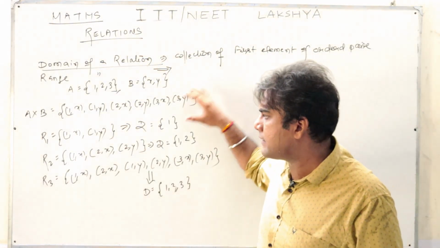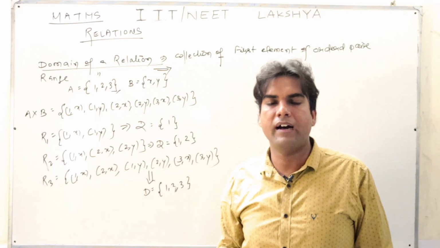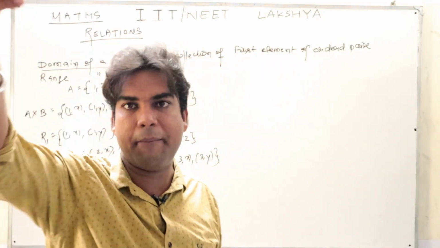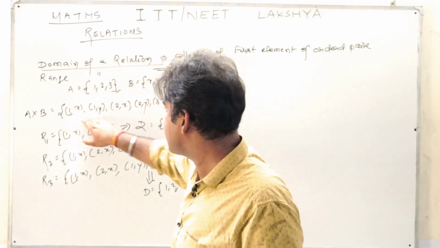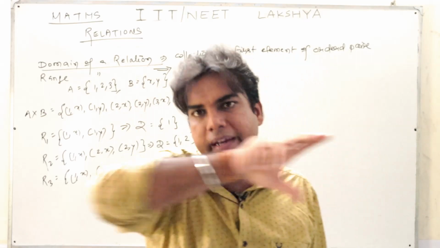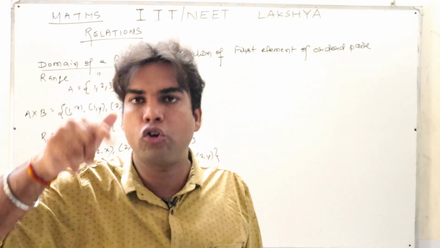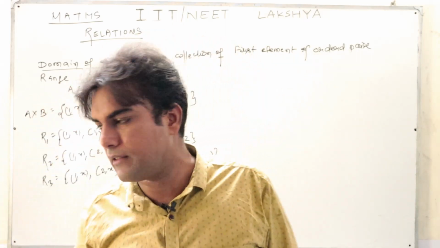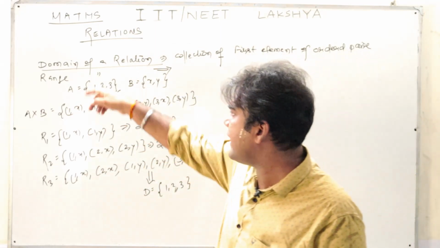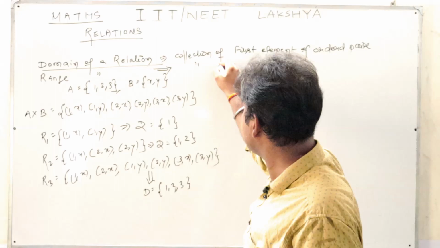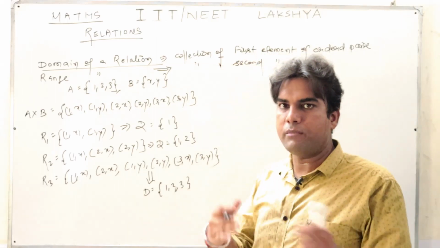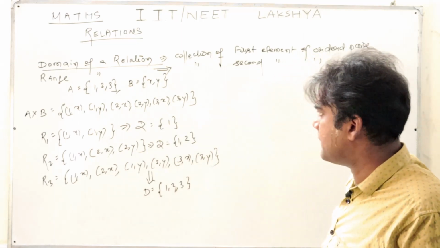This is as it is, but relations may be different because relations are what? They are subsets. So you can create as many as 2 power mn subsets. Here your mn is 6, 3 times 3, so 2 power 6. So many subsets can be created. So the domain of that particular relation. Similarly, the range of a relation is nothing but the collection of second elements of the ordered pairs. Range means collection of second elements of the ordered pairs.